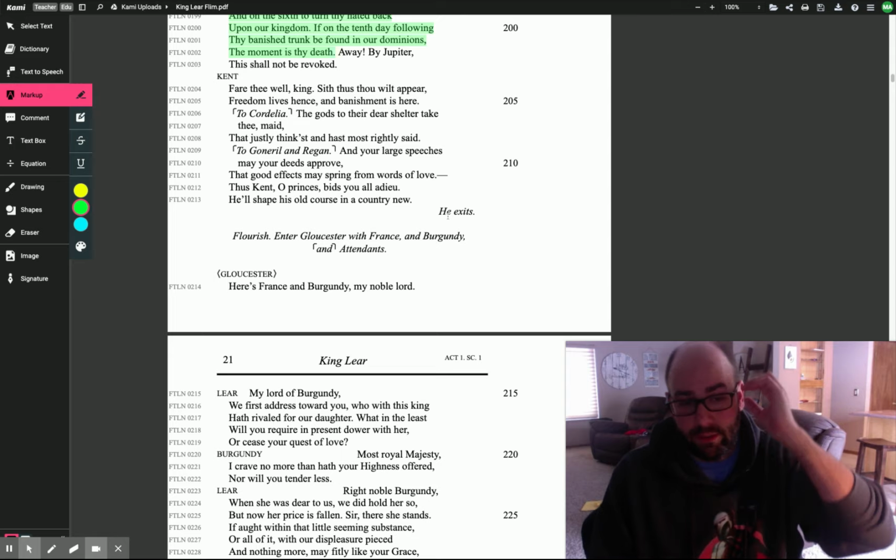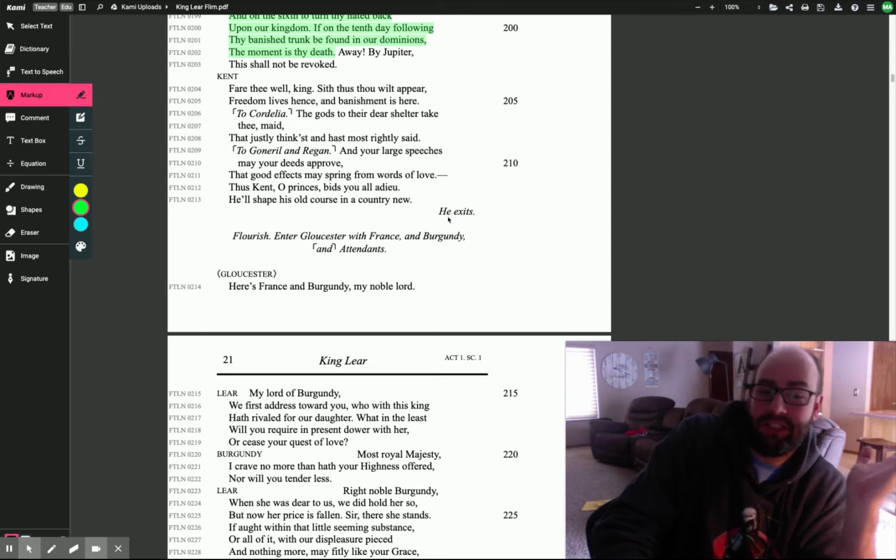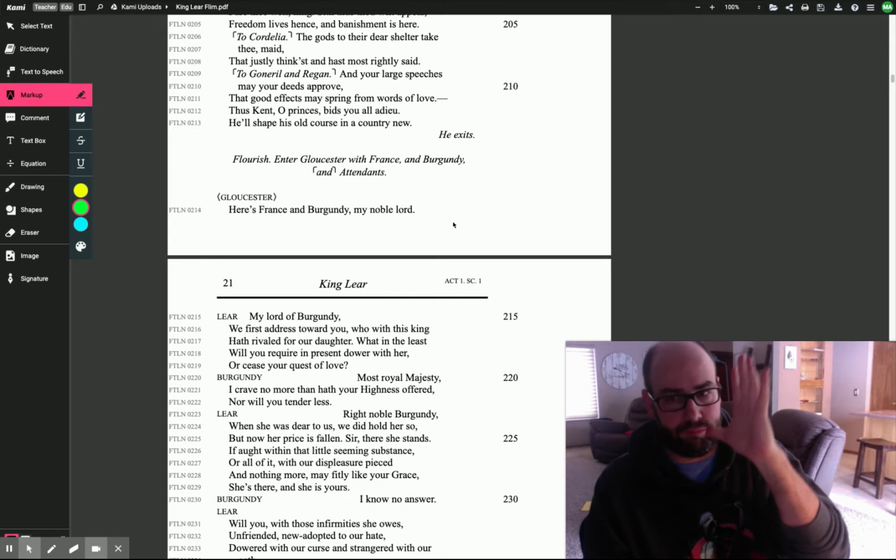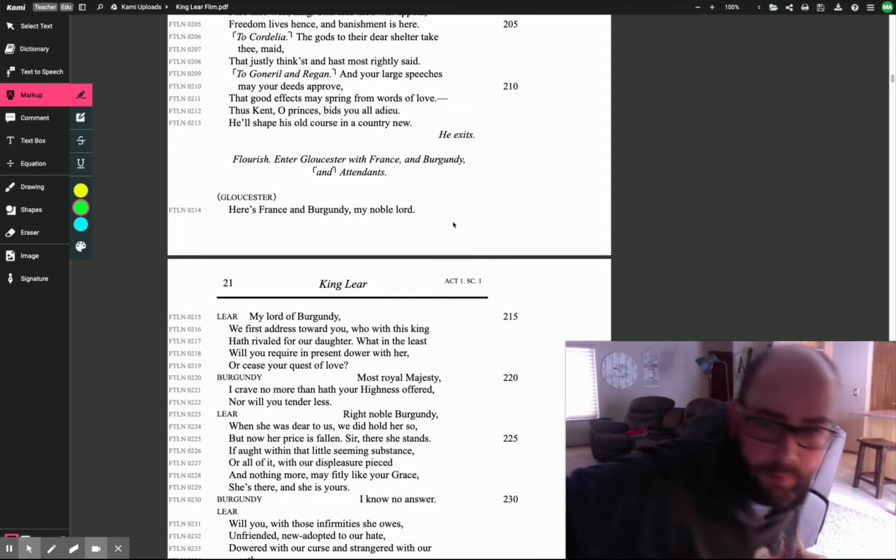He exits. So Kent has been banished. He's gone. He was in the play for one scene. So enter Gloucester, and he brought France and Burgundy.